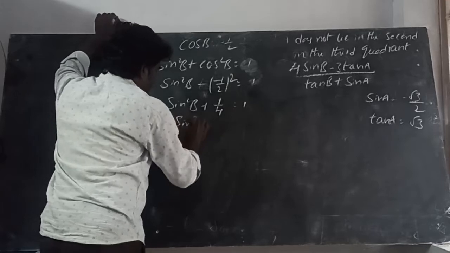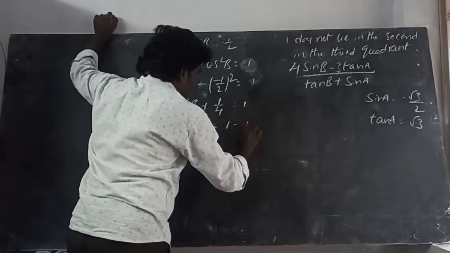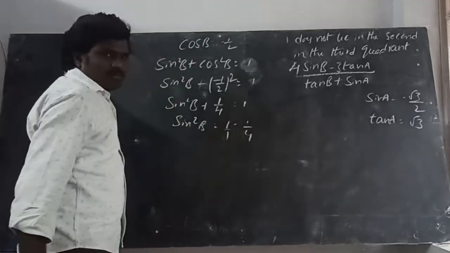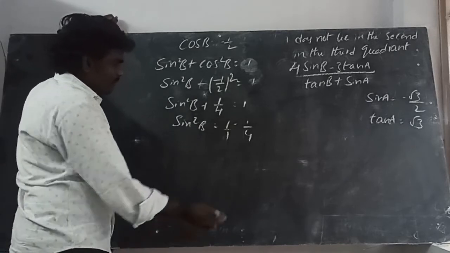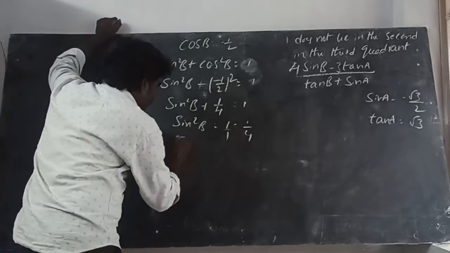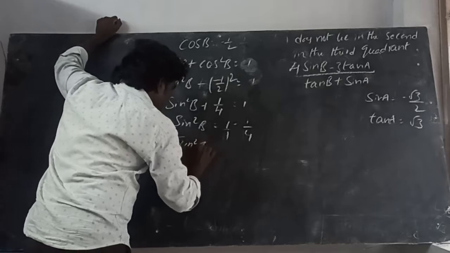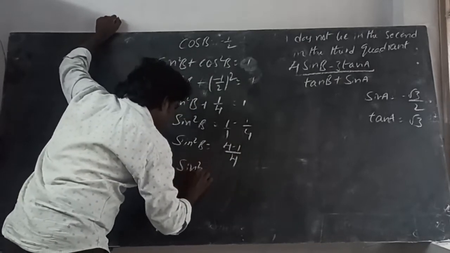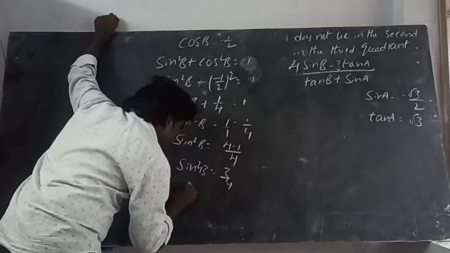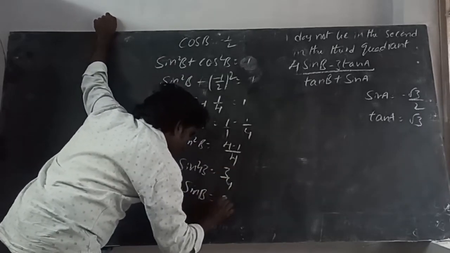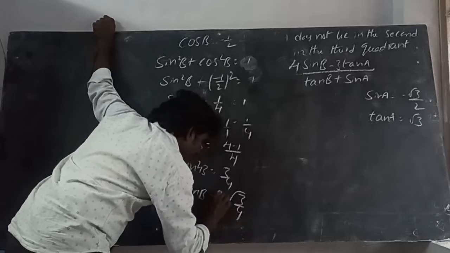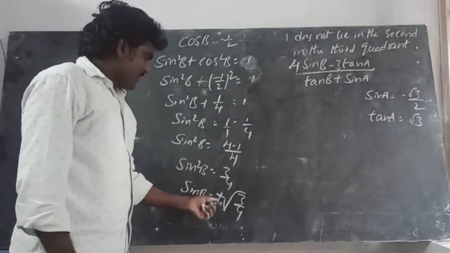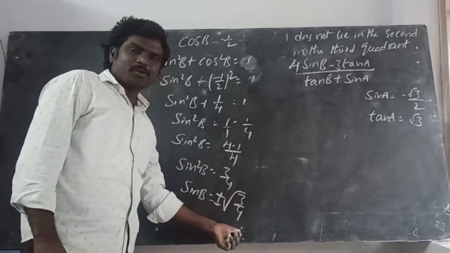So sin square B is equal to 1 minus 1 by 4. 1 is a whole number, that is 1 by 1 minus 1 by 4. You can do the cross multiply, that is sin square B is equal to 4 minus 1 by 4. So sin square B is equal to 3 by 4. Sin B is equal to plus or minus square root of 3 by 4. Square root of a by b is square root a by square root b.